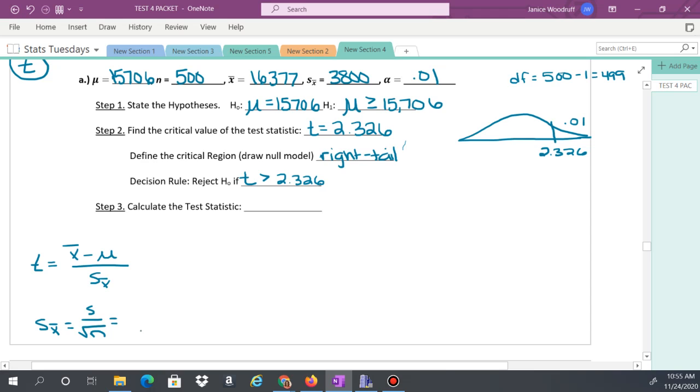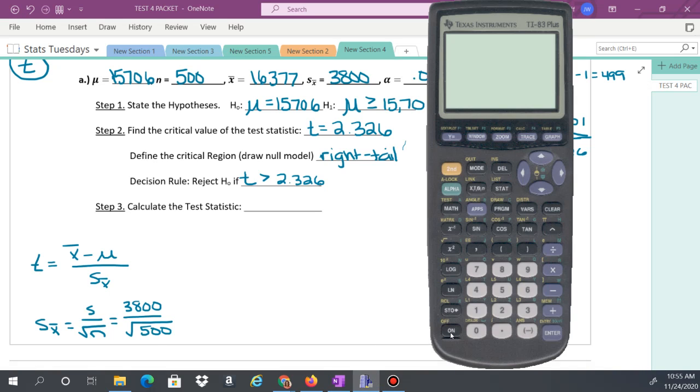So the standard deviation of our sample was given to us as 3,800. Our sample size is 500, so square root of 500. So 3,800 over the square root of 500 is 169, and let's do 4 decimal places: 169.9412.